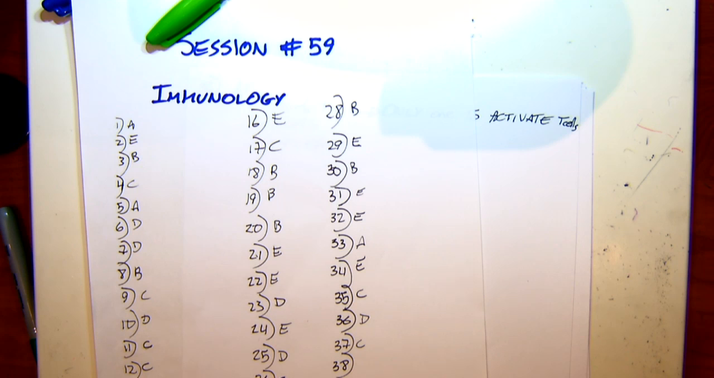I'm sorry? So yeah, the wording is kind of weird, but if it said will be rendered anergic because of the presence of B7, then C would be correct. Does it make sense now? I'm sorry?